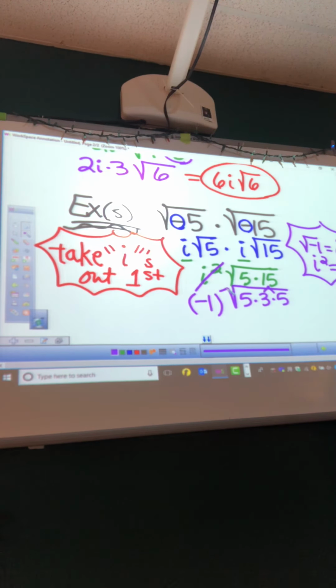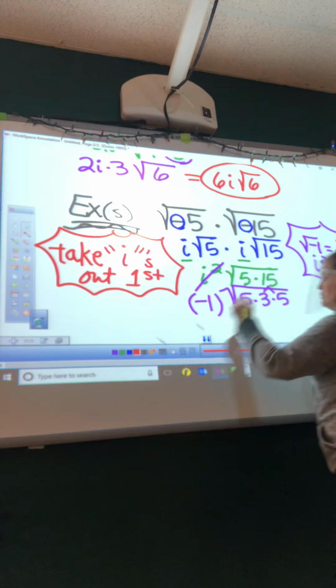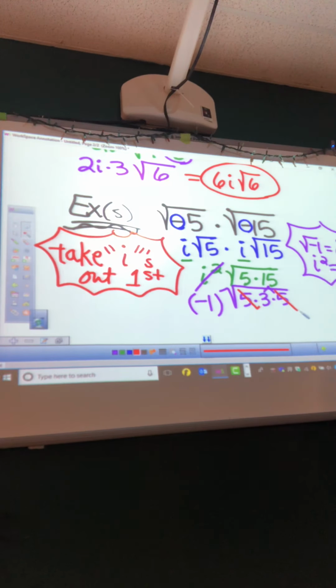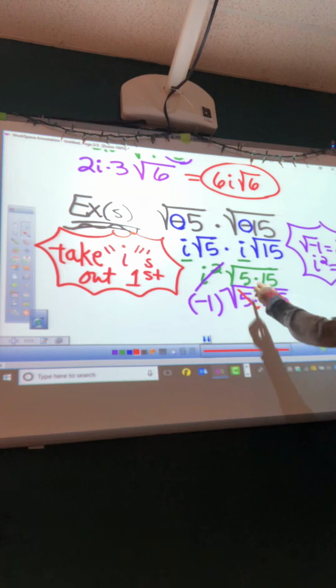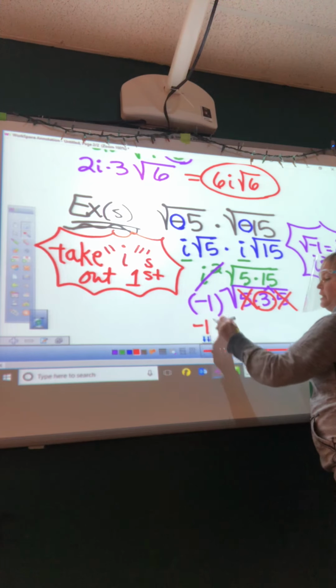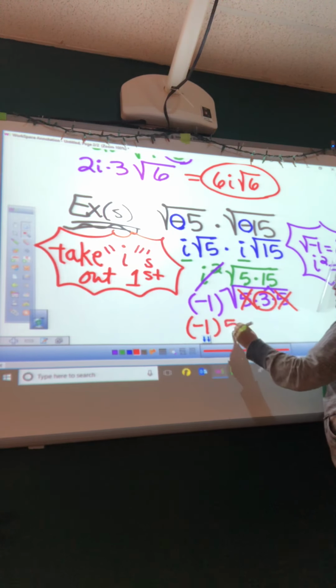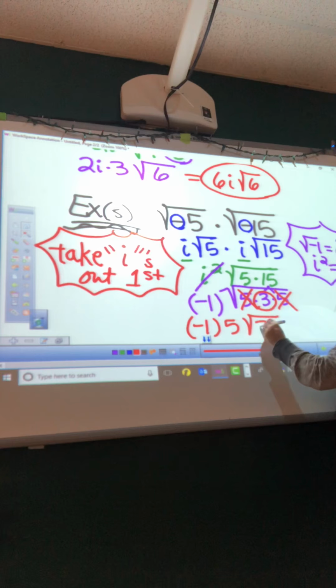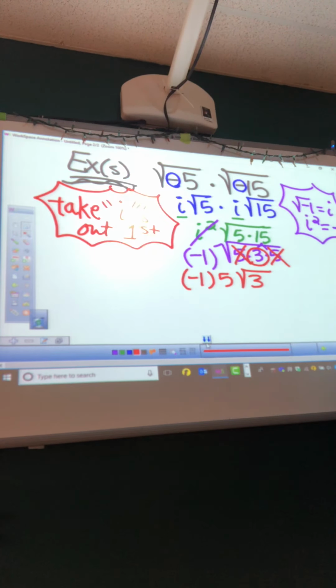For every 2 of the same factor, 1 comes out. So for every 2 that I can cross out that are the same factor, 1 comes out. Because really 5 times 5 is 25. Square root of 25 is 5. So for every 2 of the same factor, 1 comes out. The 3 is going to stay inside. So I really have a negative 1 still. I'm bringing a 5 out. I have a square root 3 still underneath.